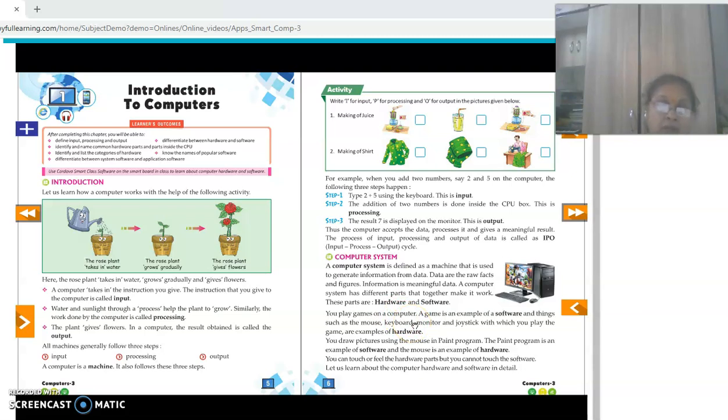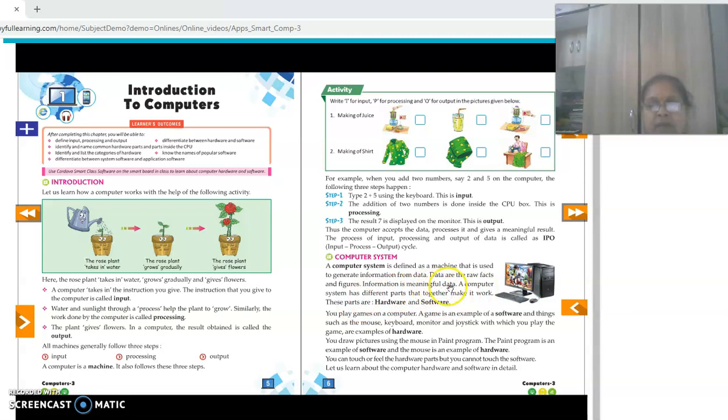Now you are thinking what is hardware and what is software. These are the two new words for you. The computer system is defined as a machine that is used to generate information from data. So what is data now here? As in above example, you have taken 2 plus 5. That is the data. So data are raw facts and figures, you can say.